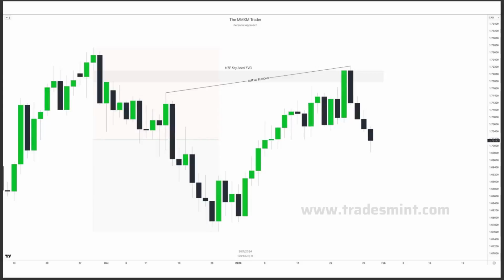So we got a daily chart over here, GBP CAD. Again, as always, map out your premium and discount. Very important. Discount over here, premium over here, and then look for a high time frame key level. We've got that fair value gap over here in premium, and we have SMT making it higher probability, right?